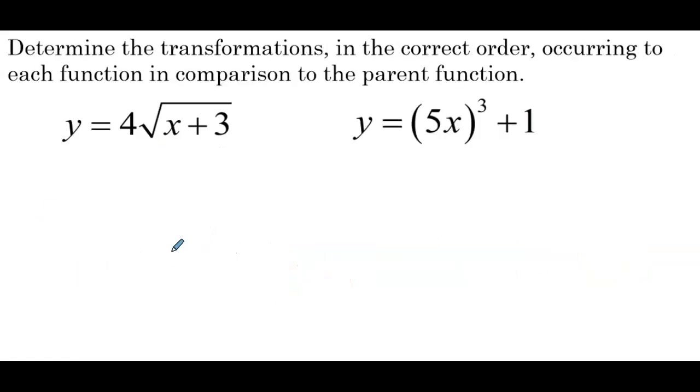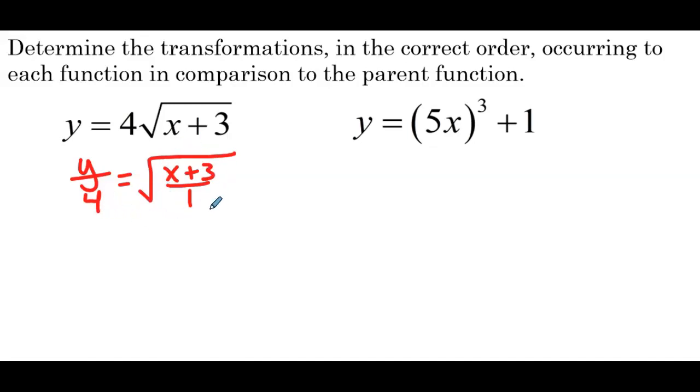So determine the transformations in the correct order occurring to each function in comparison to the parent function. First, we have y equals 4 times the square root of x plus 3. Our parent function here is y equals the square root of x. Now, we want to move everything outside the parent function over, so that's only the 4. So we're going to have y over 4. And then it's just x plus 3. So if I wanted to, I could write this as x plus 3 divided by 1. And for our first example, it may be helpful to think that way.